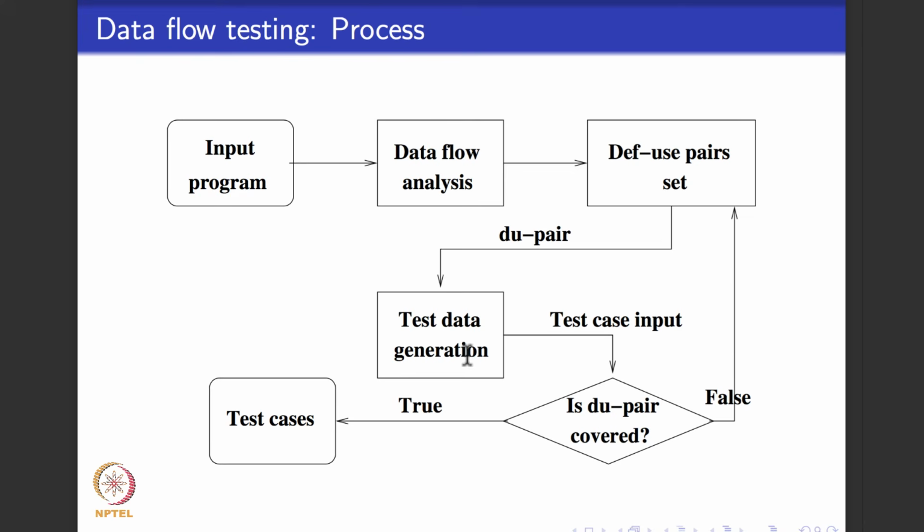Once I have a DU pair, my goal is to define some coverage criteria and generate test data for that coverage criteria. If I finish achieving my coverage criteria, I'm ready with my test cases. Otherwise, maybe the coverage criteria that I defined was infeasible. I go back, pull out another DU pair, and attempt all over again to work with a new coverage criteria that would again be feasible or infeasible, right?